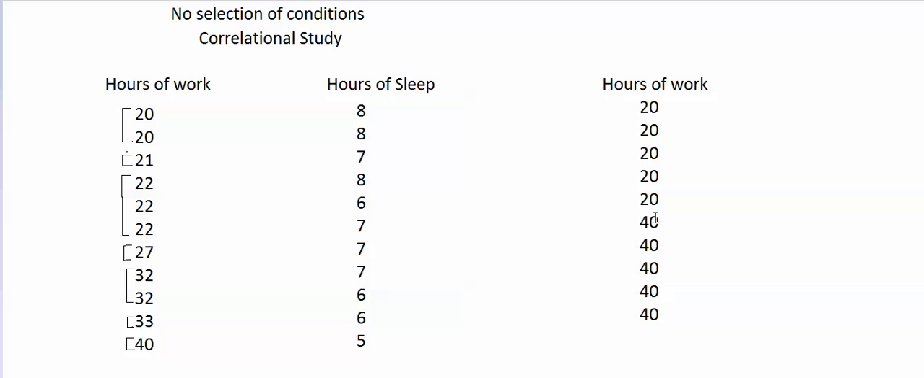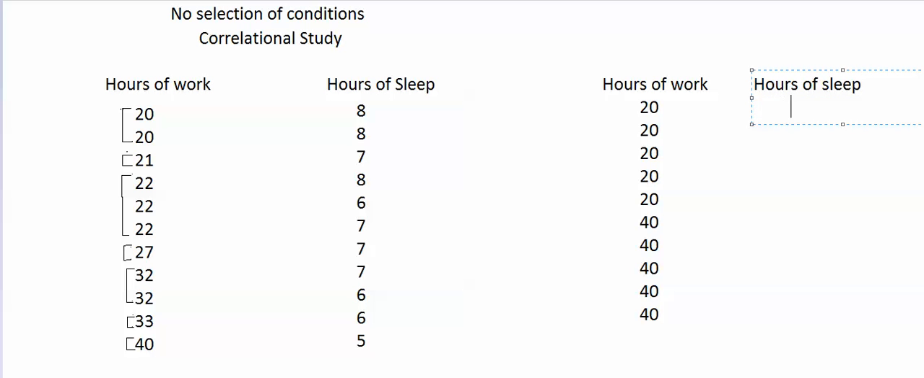So I actually did select my conditions. I decided that my 2 conditions would be 20 hours of work and 40 hours of work. So I'm actually selecting my conditions just like I would in an experiment. Just like how in an experiment I would select specific temperatures to compare, like 60, 70, and 80 degrees. And then I would record each person's hours of sleep.